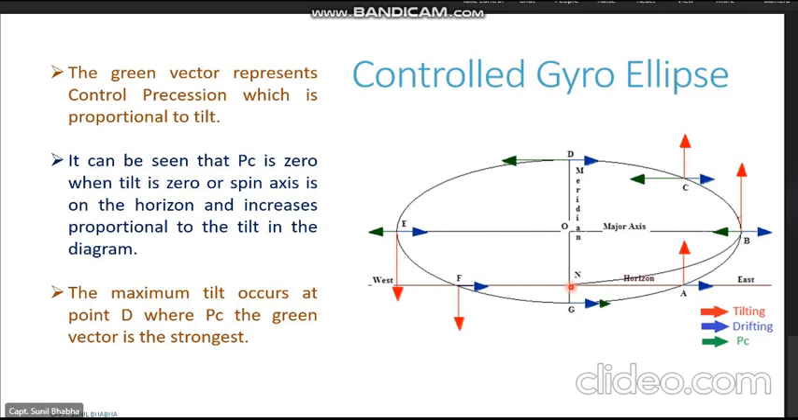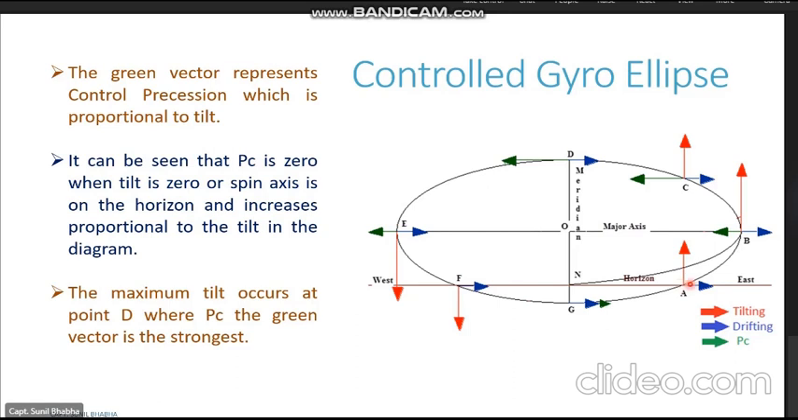So let's try to check this control precession vector starting from point A in the diagram. Now point A in the diagram is exactly on the horizon. That means the tilt is 0. If the tilt is 0, control precession will also be 0. That's why you don't see any green vector at point A.